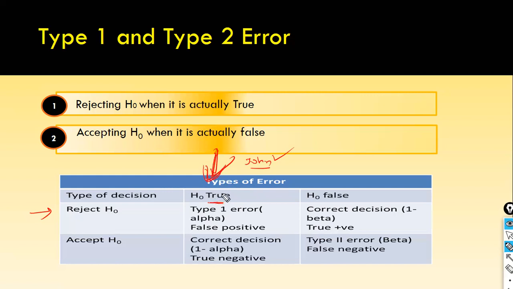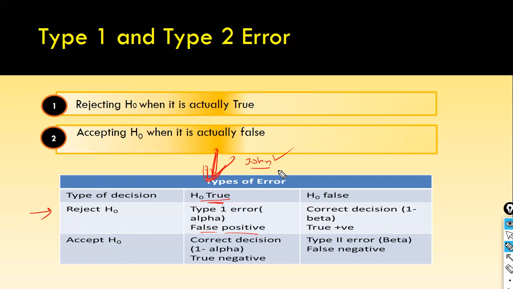But this is the reality. As per the police record, he is innocent. Your null hypothesis is true. But as per your statistical test, you are rejecting the null hypothesis. This is called your type 1 error. This is also called a false positive. False positive.